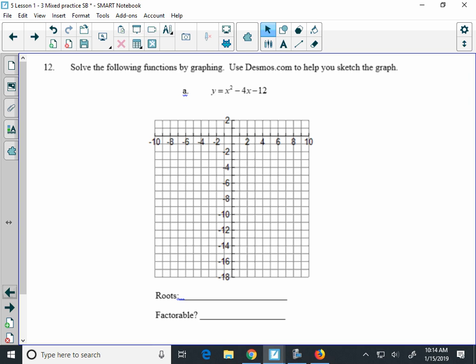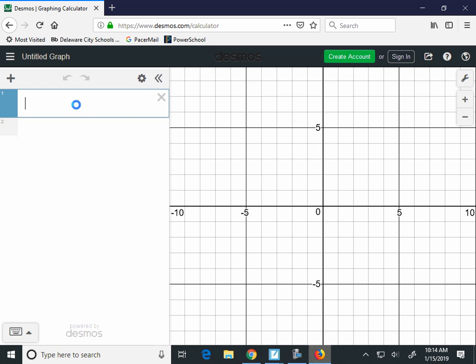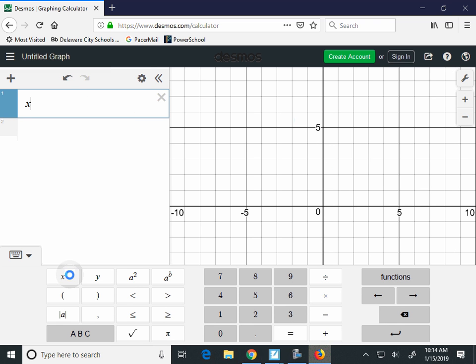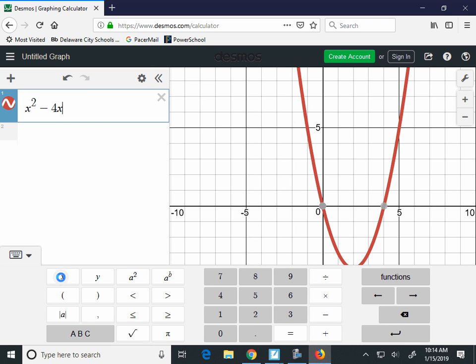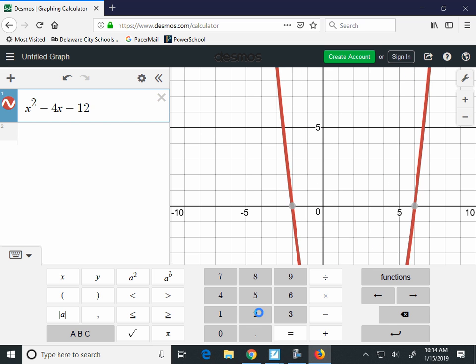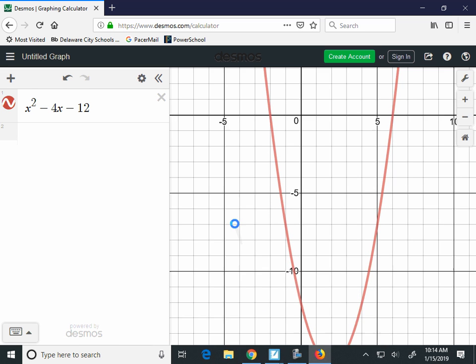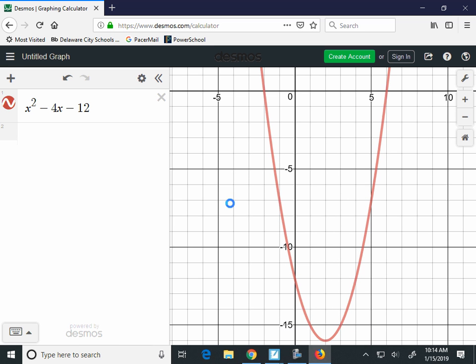we're going to graph this on the grid, and then we're going to find the roots and decide if this quadratic is able to be factored. So we're going to go to Desmos and type x squared minus 4x minus 12 in. So let's see here. We'll have x squared minus 4x minus 12. There's your parabola. So the first thing we need to do is graph this on our grid. We have a grid there to graph.